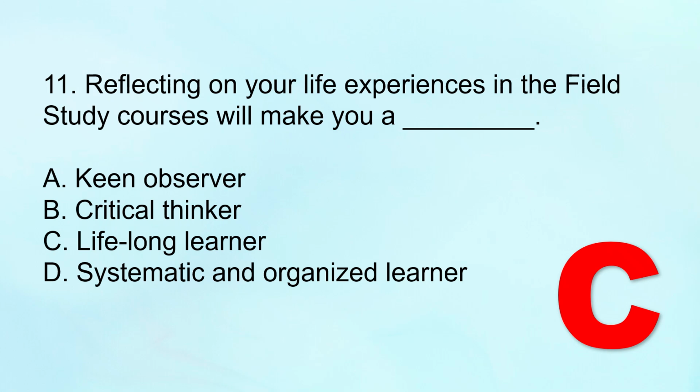Let's discuss the other choices. Why are they incorrect? Letter A, a keen observer. This is incorrect because being observant is important, but reflection goes beyond observation, so it involves interpreting and learning from experience. Letter B, critical thinker. Critical thinking is more closely associated with analysis rather than reflection alone. Okay, so reflection supports critical thinking, but the broader outcome here is continuous learning.